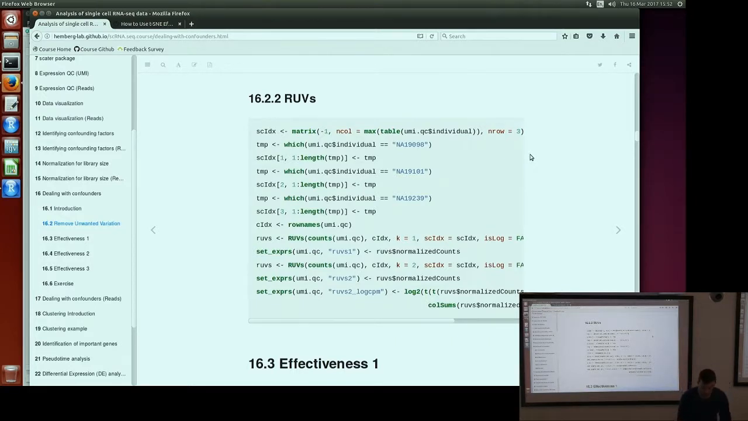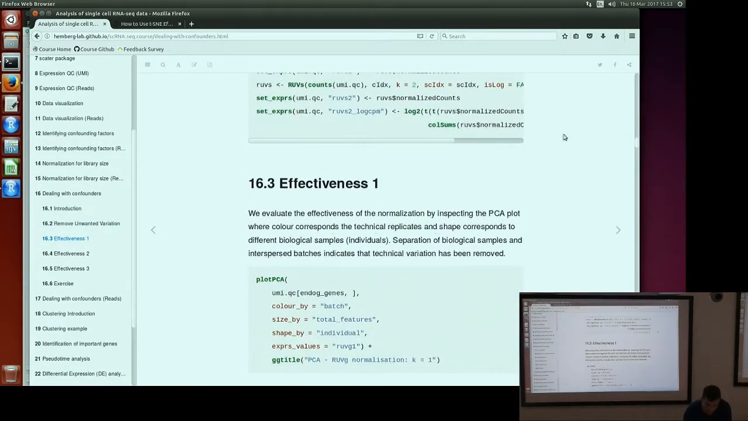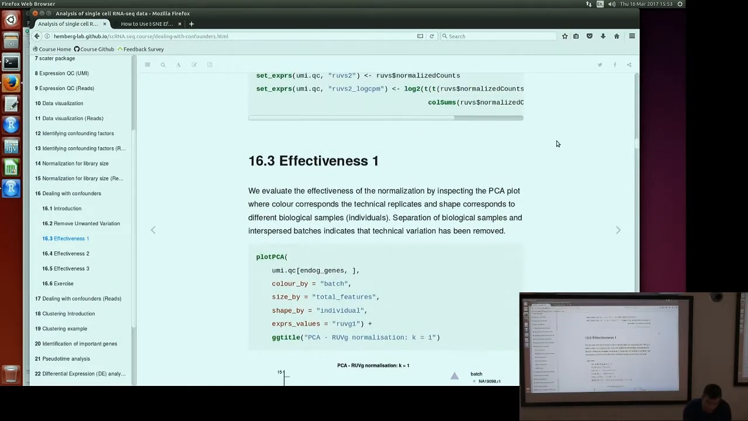Okay, so as we said, there are two approaches to applying this RUV method. How do we assess if these are doing useful things in this particular setting? One thing we can do is inspect a PCA plot, which we've come to know and love for this particular data set over the course of the day, and see if we observe better separation of biological samples, with cells from different batches now better interspersed, which would suggest that technical variation has been removed.